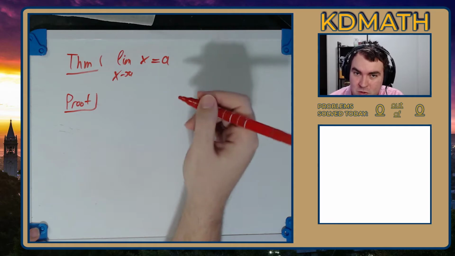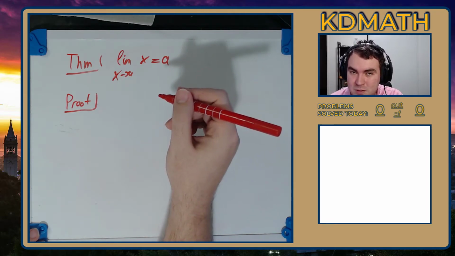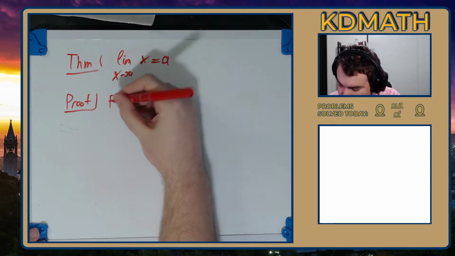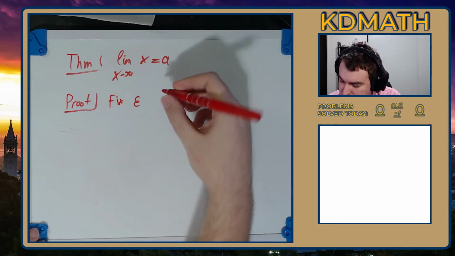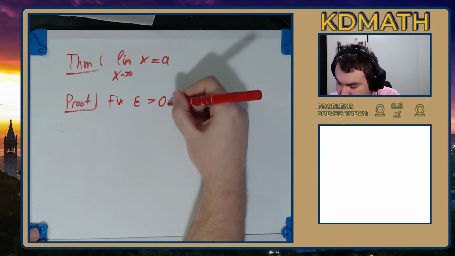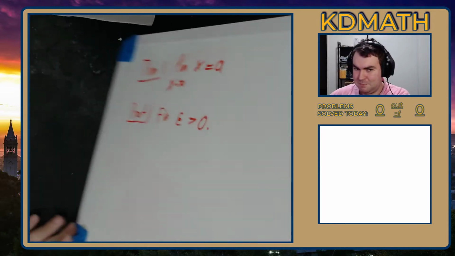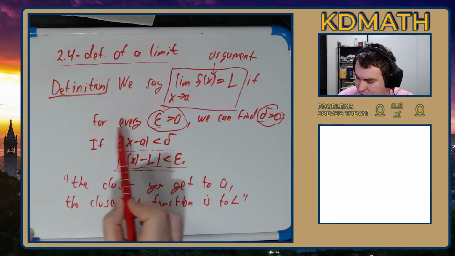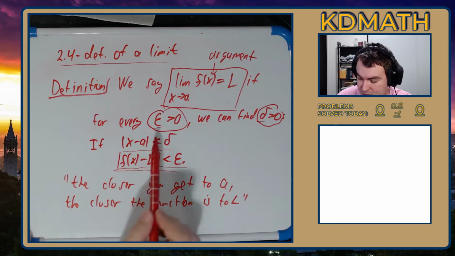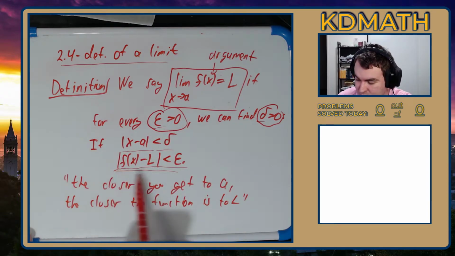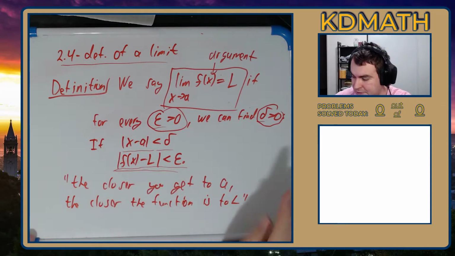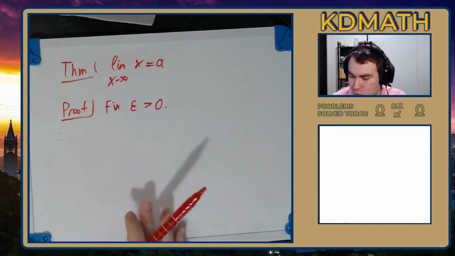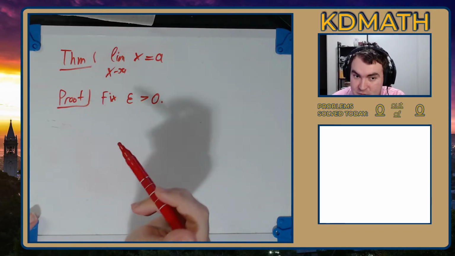And every proof about a limit always starts with the following five words: fix epsilon greater than 0. Right? So if we flip all the way back to this, we have to show that for every epsilon we can find a delta such that this relationship holds. So every proof about limits ever starts with fix epsilon greater than 0.